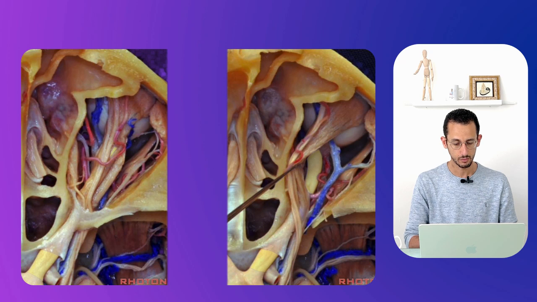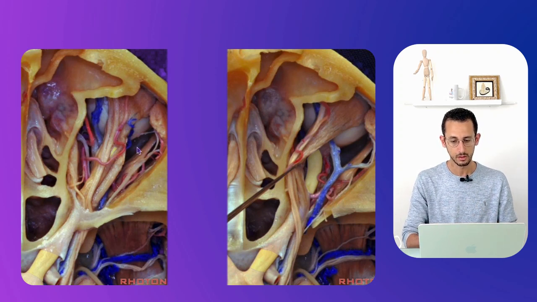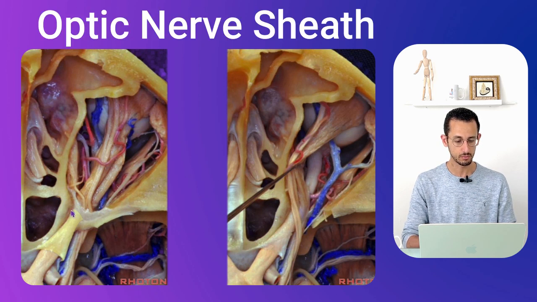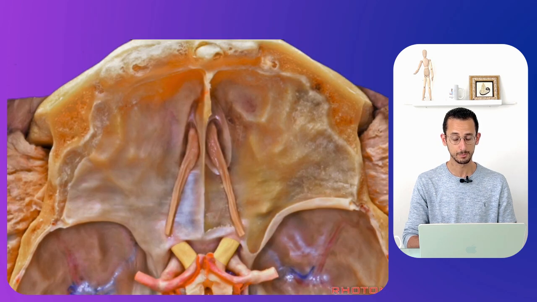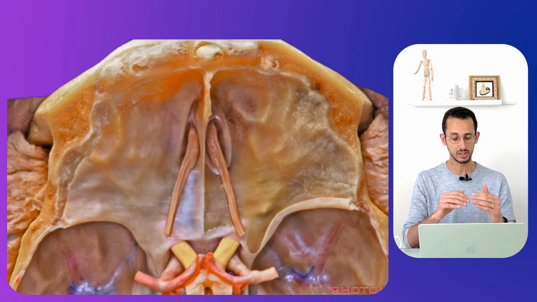If we look into this nice illustration where you can see the top view of the orbit and the bone of the superior orbital wall has been taken out, you can see here that the superior rectus muscle is here, but now it's retracted so that we can see the optic nerve within the orbit. We can see again the optic nerve sheath from the top view, which is continuous with the dura as mentioned earlier.